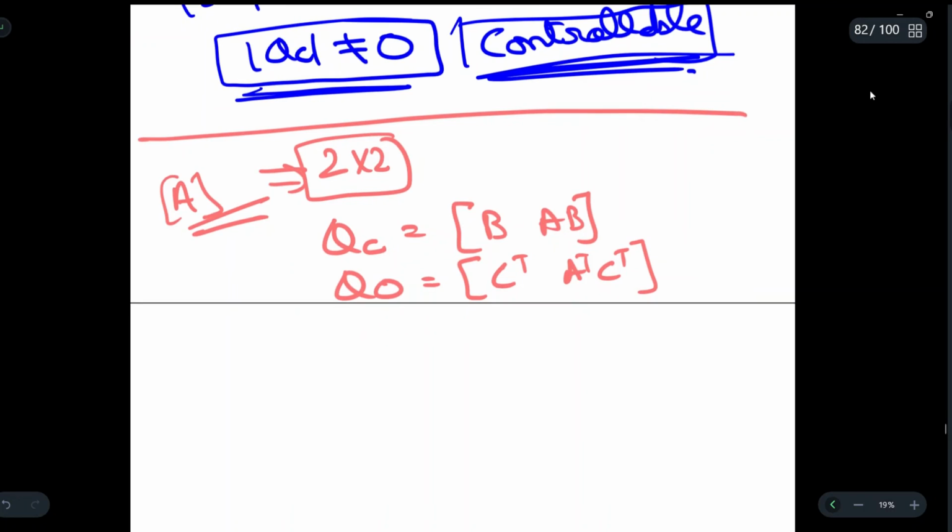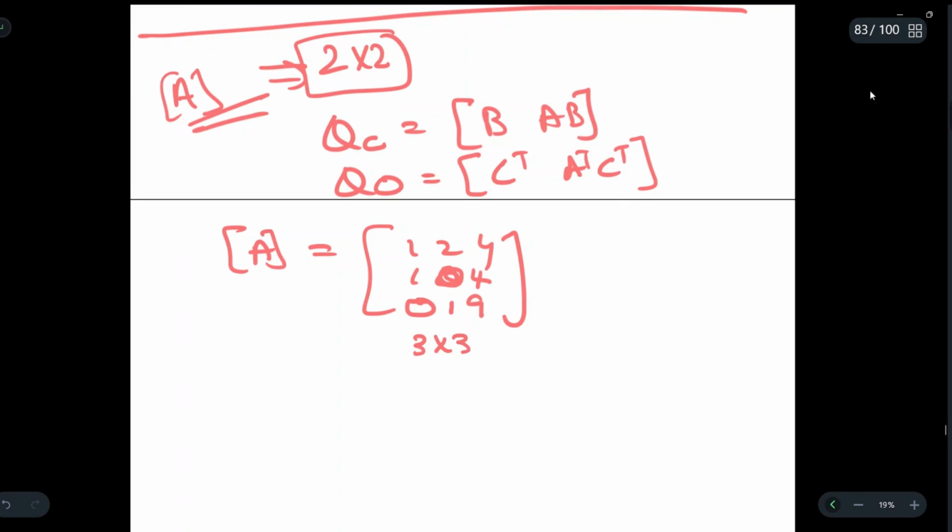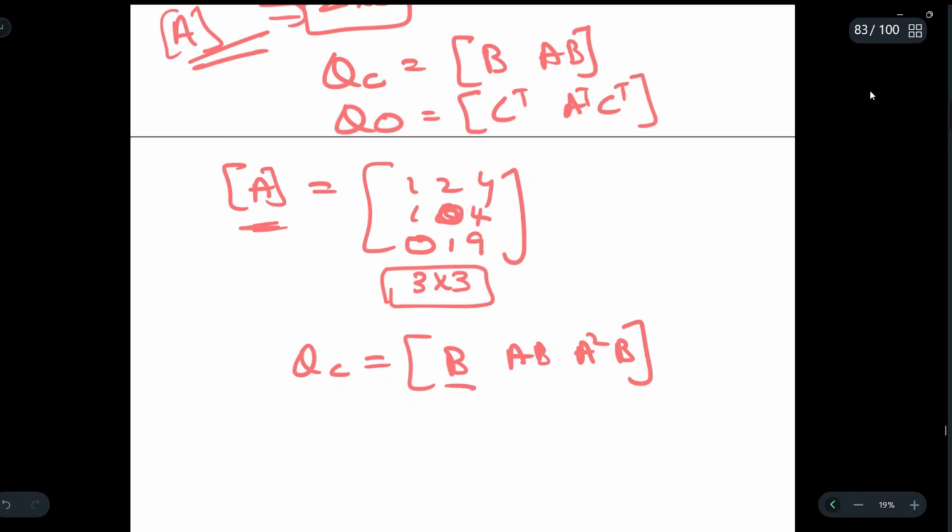Now suppose we are given a matrix, say, 1 2 4, 1 0 4, 0 1 9. You will see that this is a 3 cross 3 matrix, as the size of the matrix A is 3 cross 3. So now we will take three terms in the QC matrix, that is B, AB, and A square B. These are the three terms we will take to find the QC matrix.